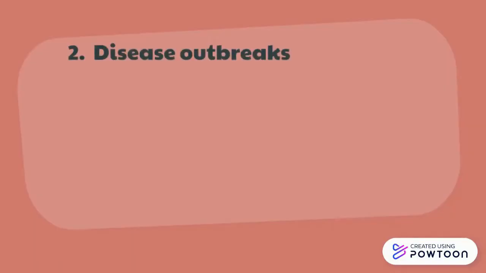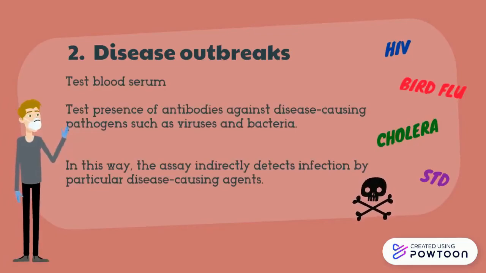Not only that, ELISA is able to track the spread of disease during a disease outbreak, to test the blood serum for the presence of antibodies against disease-causing pathogens, and this indirectly detects infections.